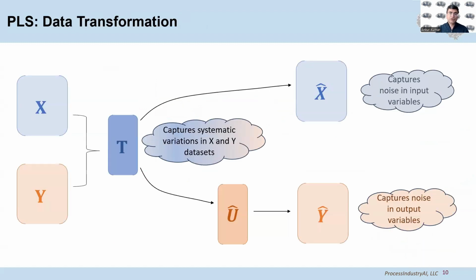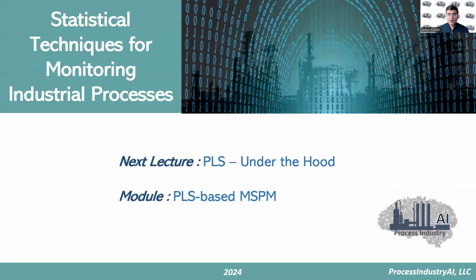Okay, so overall, what do we see? The T-score matrix that PLS provides you captures the systematic variations in your X and Y datasets, and you can reconstruct your X via T, which will allow you to compute the noise in the input variables. You can reconstruct your Y variables, which will allow you to compute the noise in the Y variables. Later on, we will use this to compute our fault detection matrix. Hopefully, for now you understand what PLS is and what it is trying to achieve.